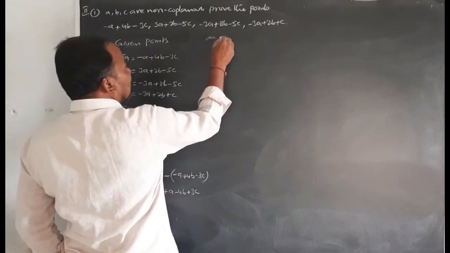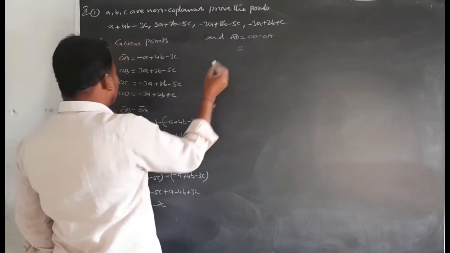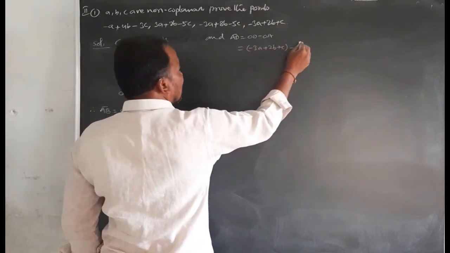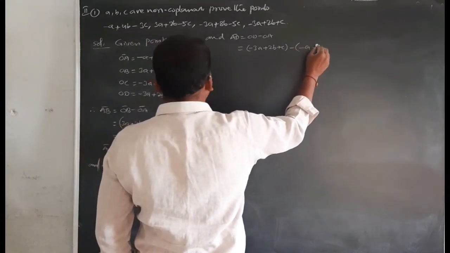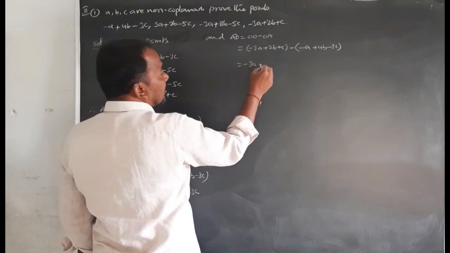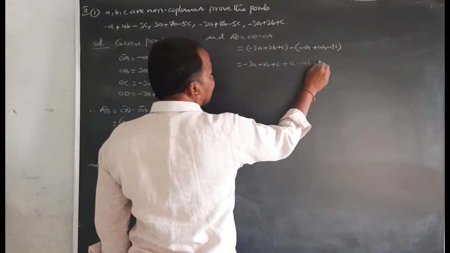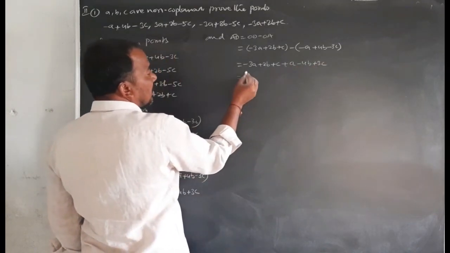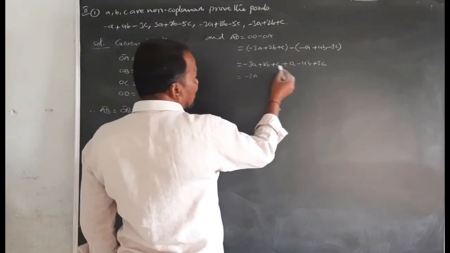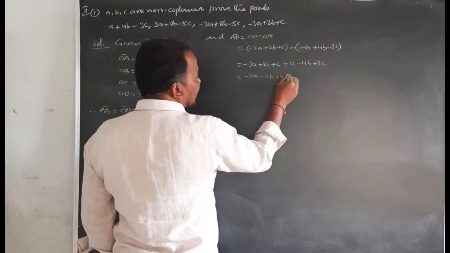And AD equals OD minus OA. What is OD? Minus 3a plus 2b plus c minus OA, minus a plus 4b minus 3c. That is minus 3a plus 2b plus c plus a minus 4b plus 3c. So minus 3a plus a is minus 2a, 2b minus 4b is minus 2b, c plus 3c is 4c. That is AD.